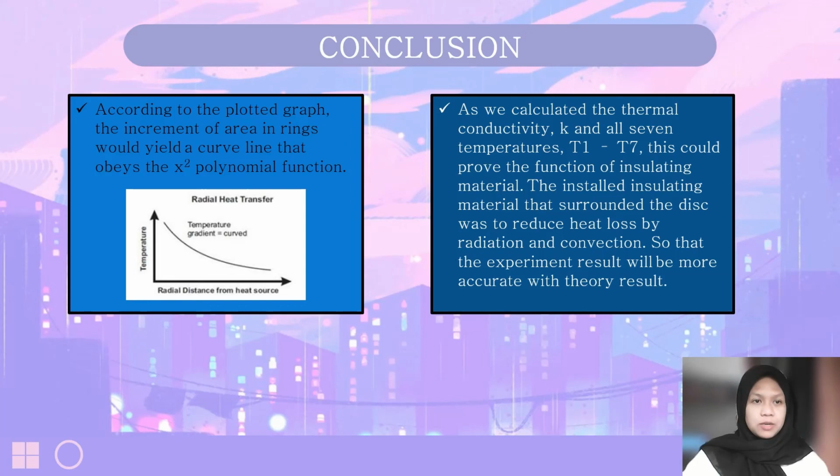Okay, so the next one is, according to the plotted graph, the increment of area in rings would yield a curved line that obeys the x power of 2 polynomial function. So when we calculated the thermal conductivity, which is K, for all 7 temperatures from T1 until T7, this could prove that the function of the installed insulating material that surrounded the disc was to reduce heat loss by radiation and convection, so that the experiment result will be more accurate with the theory result.